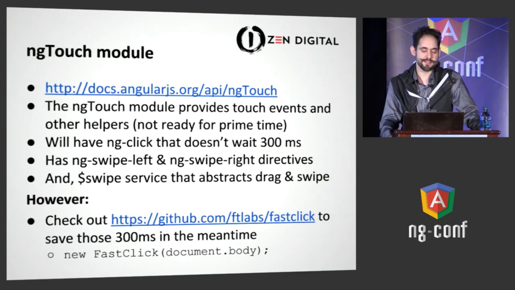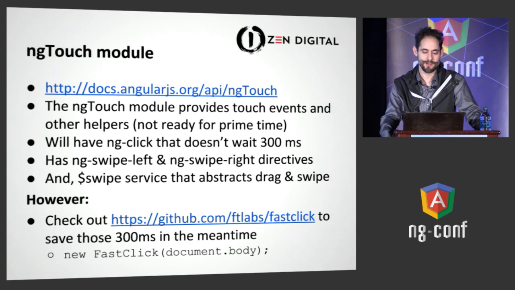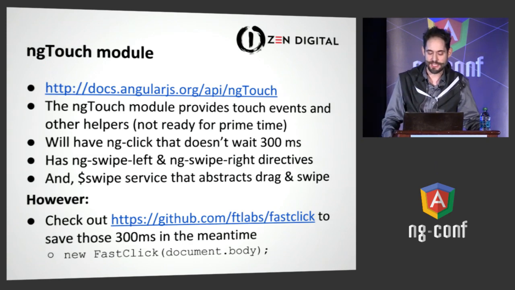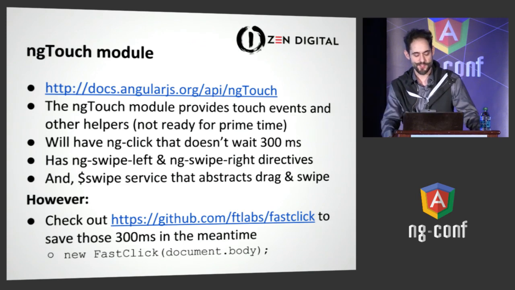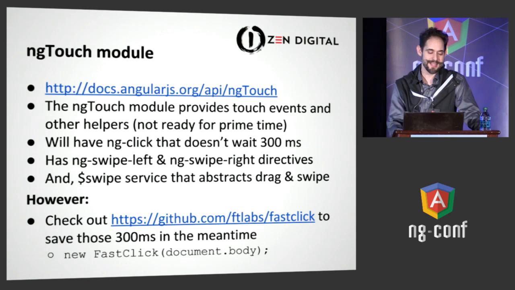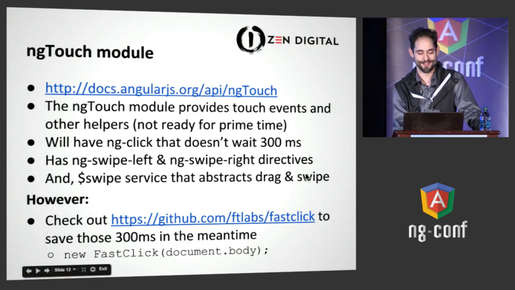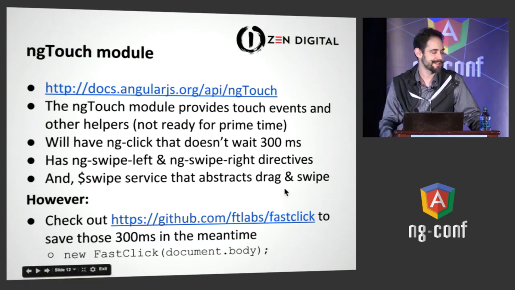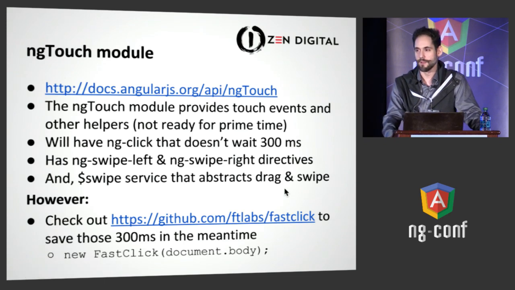So there's this NG-Touch module that has a lot of promise. It has an NG-Click that's supposed to get rid of the 300 millisecond wait time. It also has swipe capabilities. However, notice I say it will have NG-Click that doesn't wait 300 milliseconds. It doesn't seem to be working that well right now.